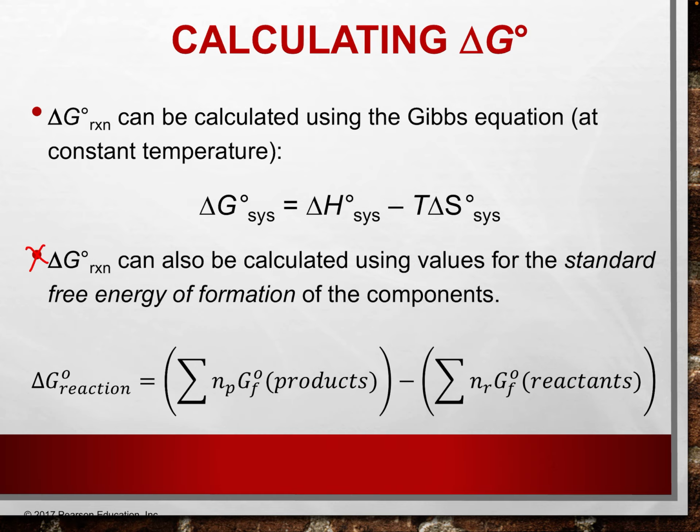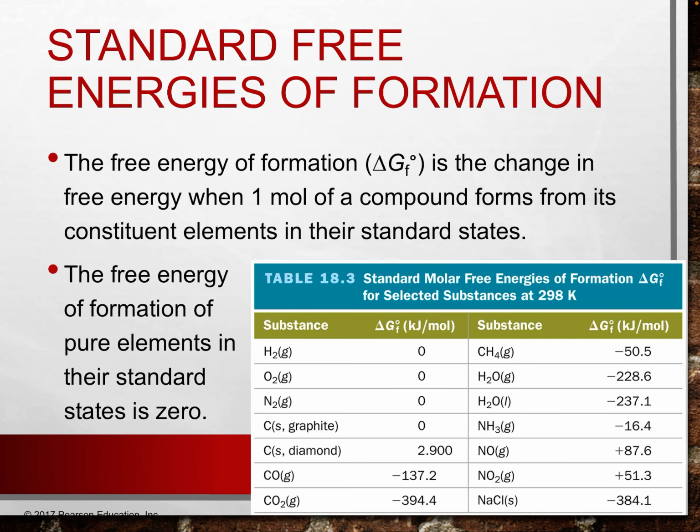Our delta G naught of the reaction, our standard change in Gibbs free energy of our reaction, is going to be the Gibbs free energy of formation of the products minus the Gibbs free energy of formation of the reactants. These will be values that you can look at in the table. It's a table in the back of your book, so you're not going to need to memorize these. You're just going to need to know how to use them. But again, it's the same thing we've been doing over and over again. So we have the standard free energies of formation, on a table in the back of your book, and it's the change in free energy when 1 mole of the compound forms from its constituent elements in their standard states.